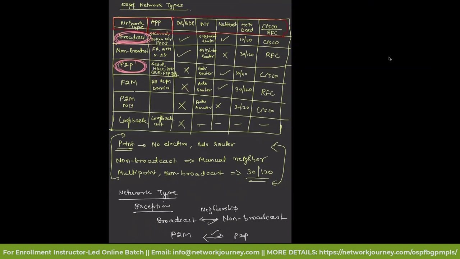Tomorrow we're going to start directly from the lab, and first we do the lab. If we get the time, then we're going to continue with our other theory, which is LSA types we left off, area types we left off, summarizations. So again, a lot of things are there: default route, authentication, all that stuff.